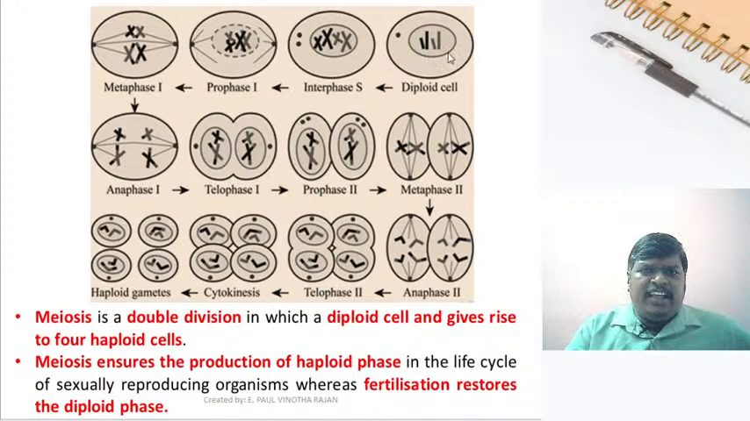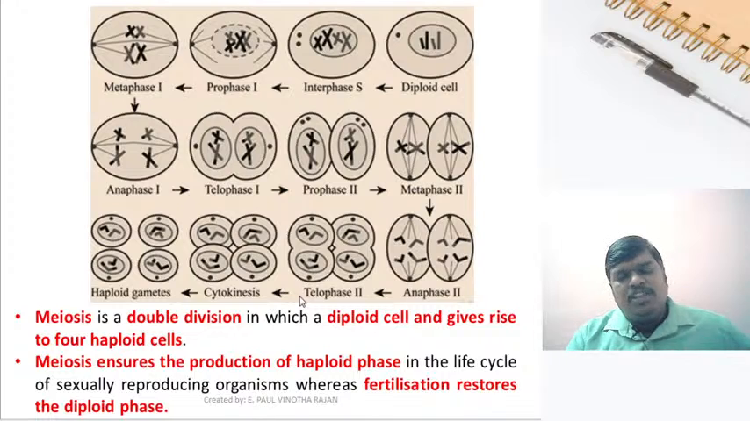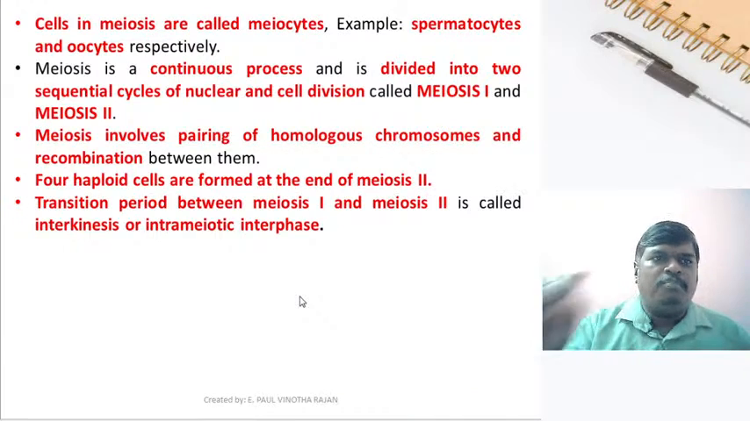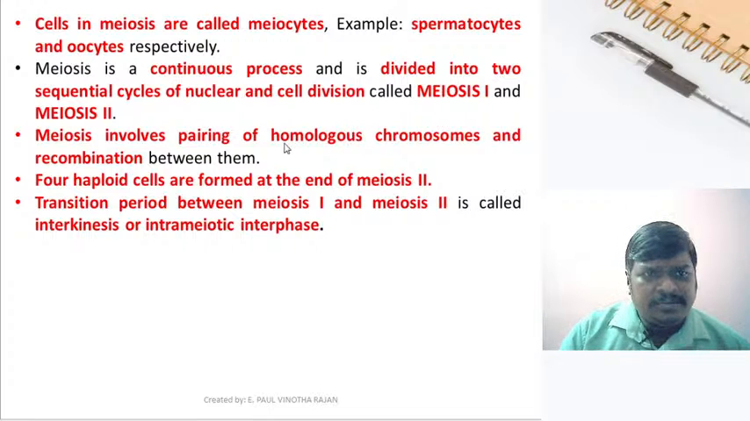The diploid cell's first division is called interphase, and after interphase, prophase 1, metaphase 1, anaphase 1, telophase 1. After telophase, prophase 2, metaphase 2, anaphase 2, telophase 2, cytokinesis, and then 4 haploid cells are formed. So here the same diploid cell undergoes the process called cell division and forms 4 haploid cells. So at the end of the meiosis process, 4 haploid cells are formed.